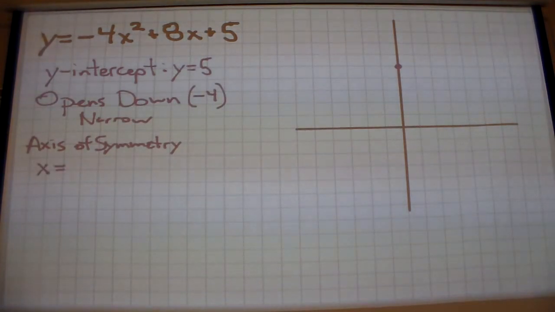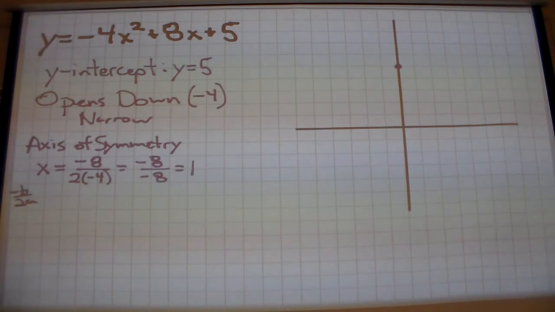So x equals what? On top I'm going to do negative 8, over 2 times negative 4. Negative b over 2a. So I got negative 8 over negative 8, which is 1. So it's going to go through 1. So actually our y-intercept and our axis of symmetry, or our vertex, are pretty close to each other.